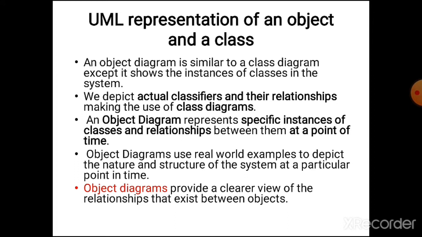So the representation of an object and a class. An object diagram is similar to a class diagram, except it shows the instances of the classes in the system. Here, actual classifiers and the relationships make use of the class diagram. The object diagram represents specific instances of the classes and the relationships between them at a point in time. Object diagrams use real-world examples to depict the nature and structure of the system at a particular point in time. Object diagrams provide a clearer view of the relationships that exist between objects.